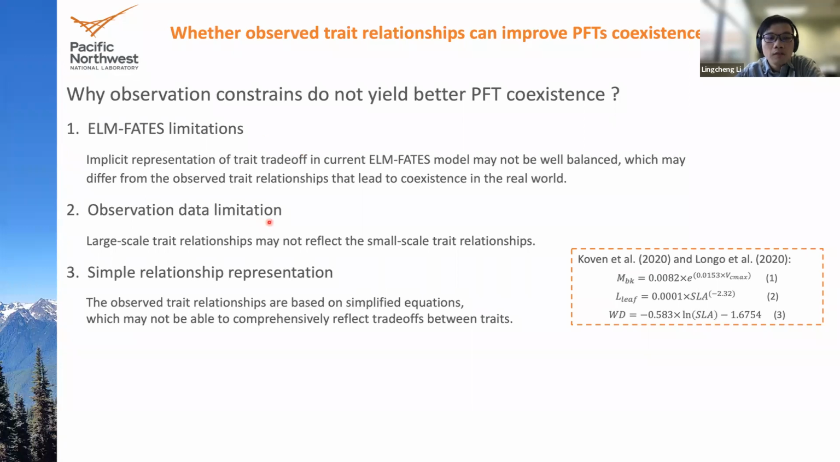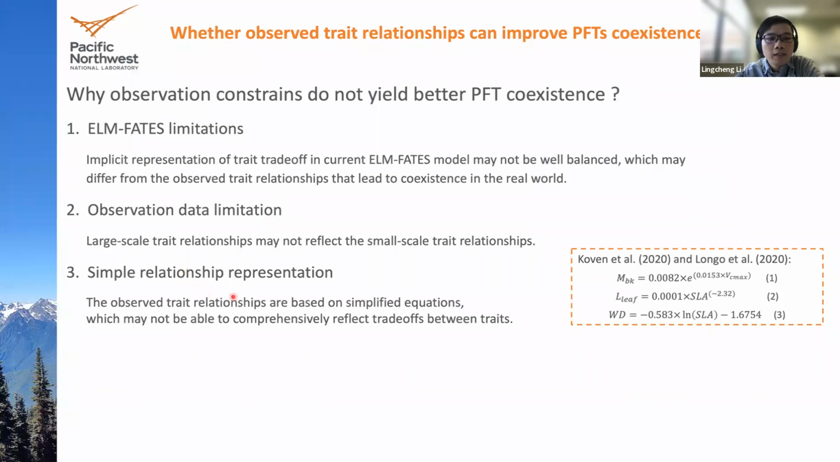The second possible reason is observation data limitations. When we built these correlations and relationships between traits, the trait measurements were from tropical forests, but at large scales. Our study is at point scales. Whether the large scale relationships can represent the point scale relationships may still not be right.